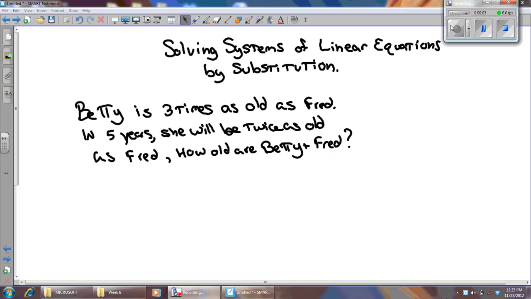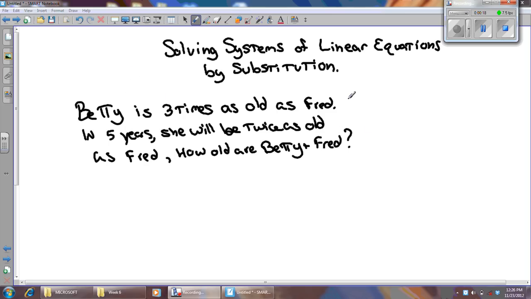Hello, algebra students. Today we are going to be solving systems of linear equations by substitution. And I want to point out to you that you already know how to do this. Look at this story problem that should look real familiar to you.